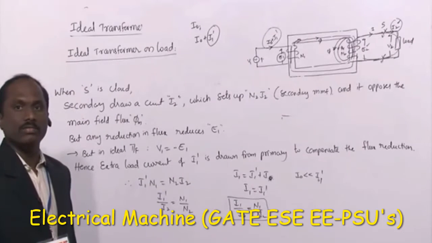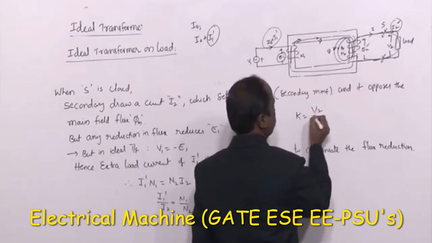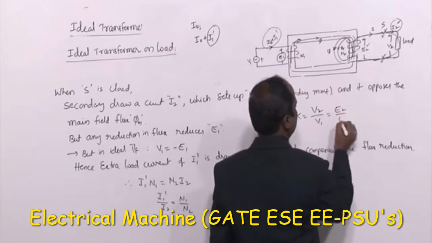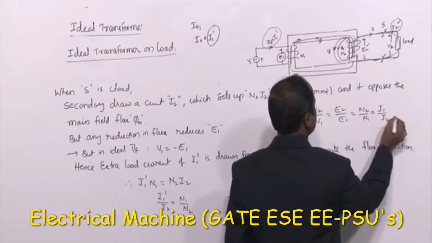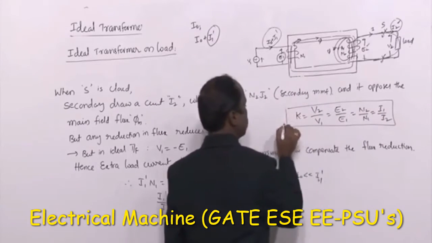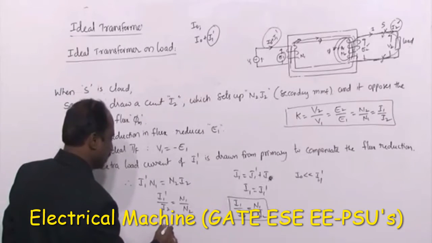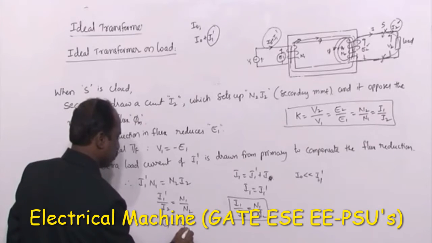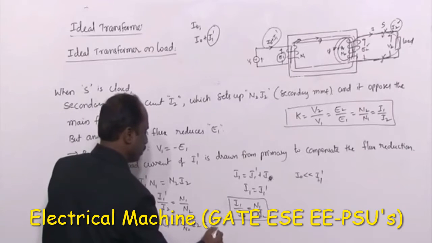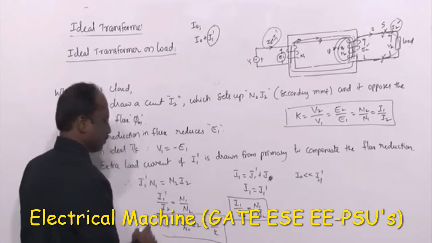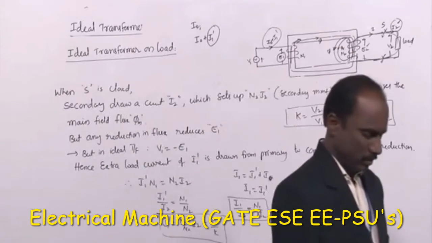But what is N1 by N2? 1 by K. Therefore there is another relation for the transformation ratio of the transformer. V2 by V1 is equal to E2 by E1, which is equal to N2 by N1, that is equal to I1 by I2. This is reverse. I1 by I2, this is the transformation ratio. So how much extra current is required here? I1 dash is nothing but N1 by N2 times I2, which is I2 by K. So this is a relation between the primary currents and secondary currents of a transformer.